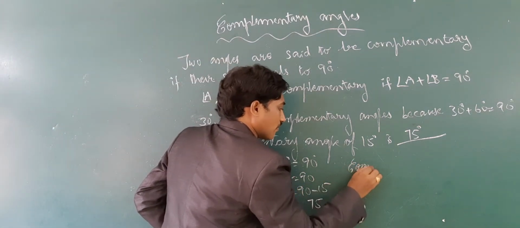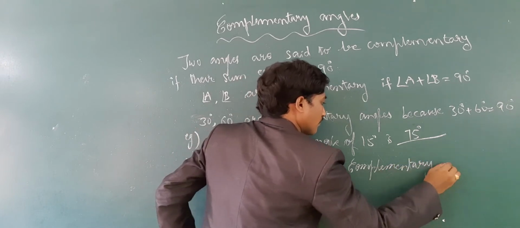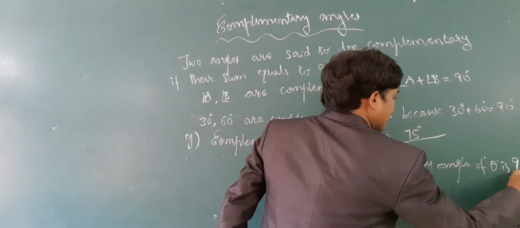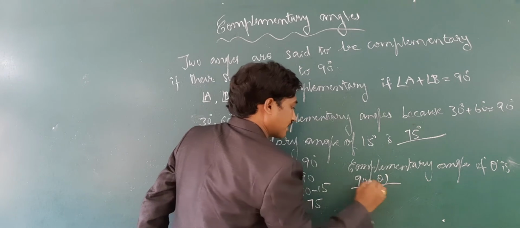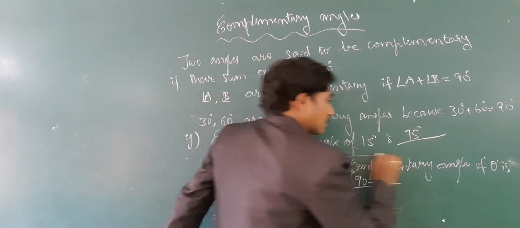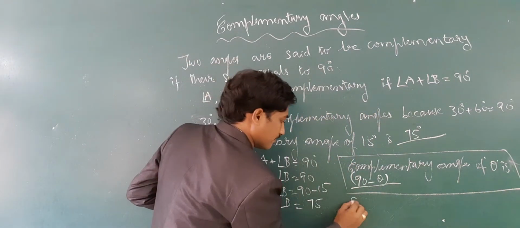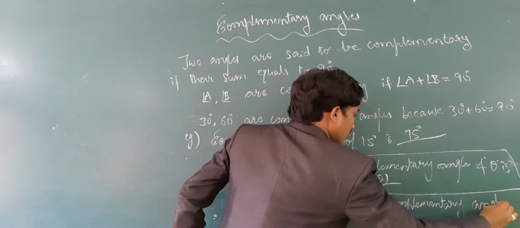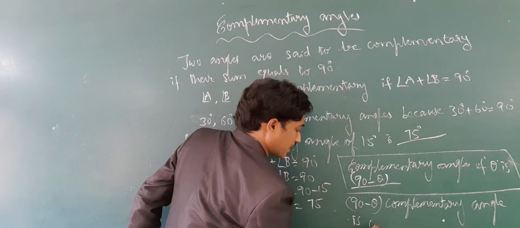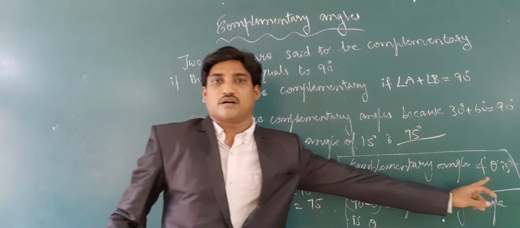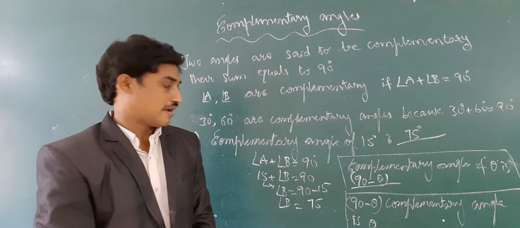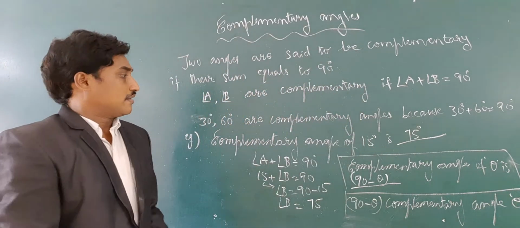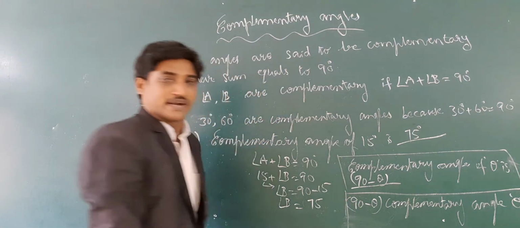The complementary angle of theta is 90 minus theta, and the complementary angle of 90 minus theta is theta. Theta's complementary angle is 90 minus theta, and 90 minus theta's complementary angle is theta. In this way we can find complementary angles.